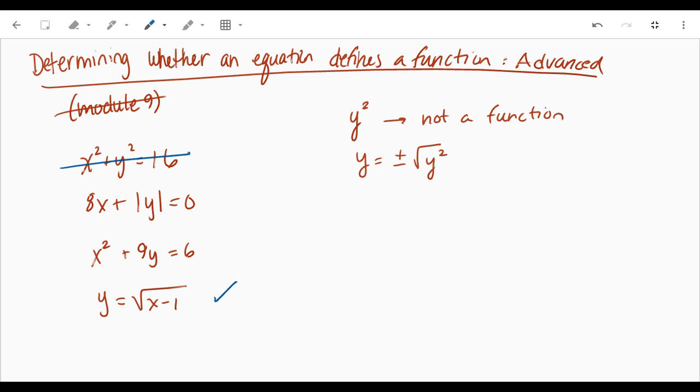This one is going to be a function. You've seen that before. That's your square root function. So we can recognize that as a parent function there. This is going to be a function. That's a parabola. Okay, where you can get x squared.